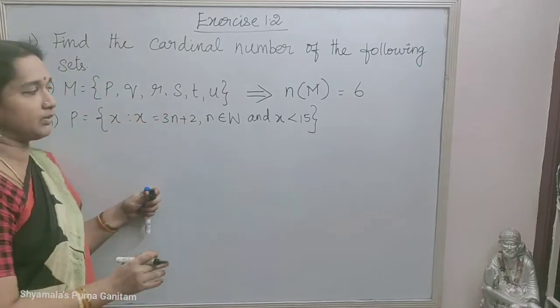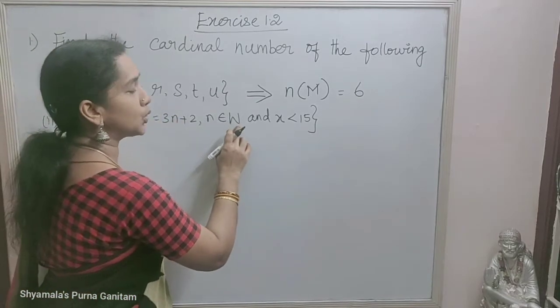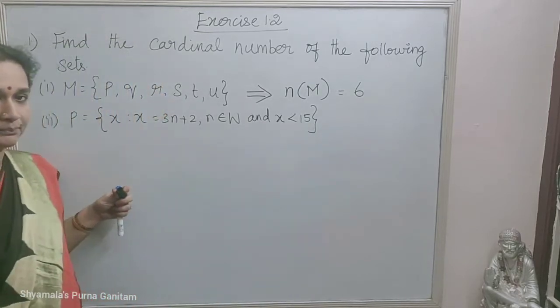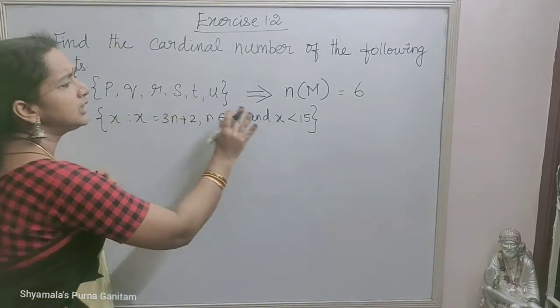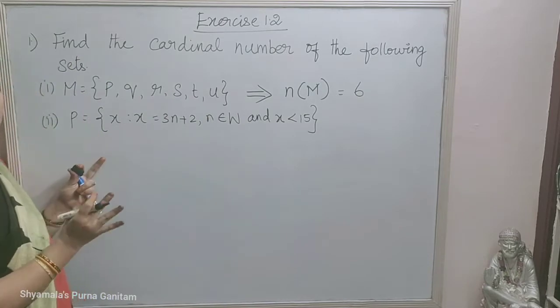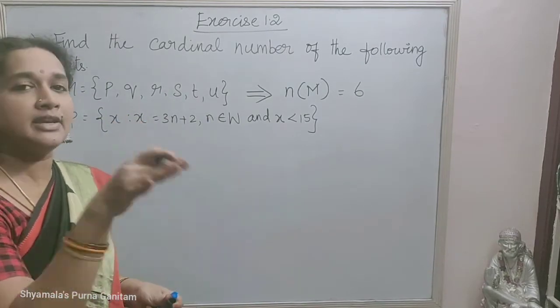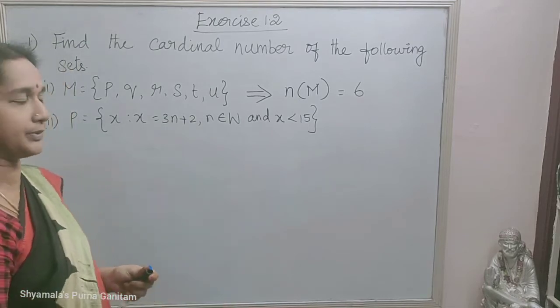some condition is given for this. n belongs to W, W is whole numbers, and x less than 15}. So this is the condition given. From this condition we have to find the elements of the set. Then we have to find the cardinal number of the set.